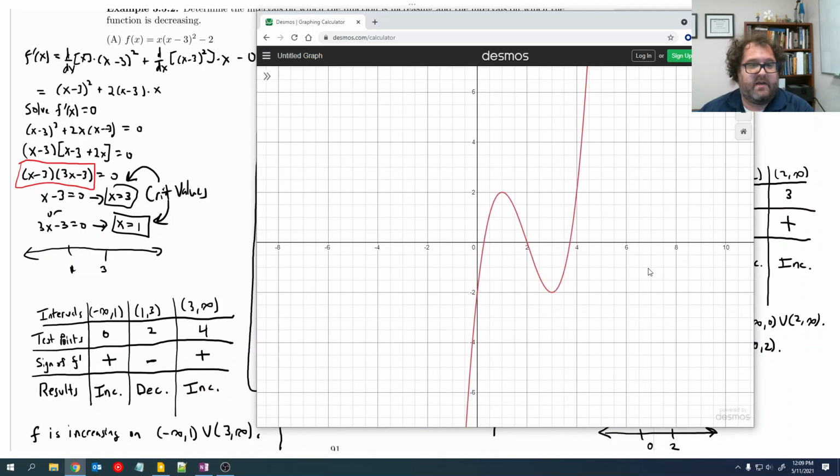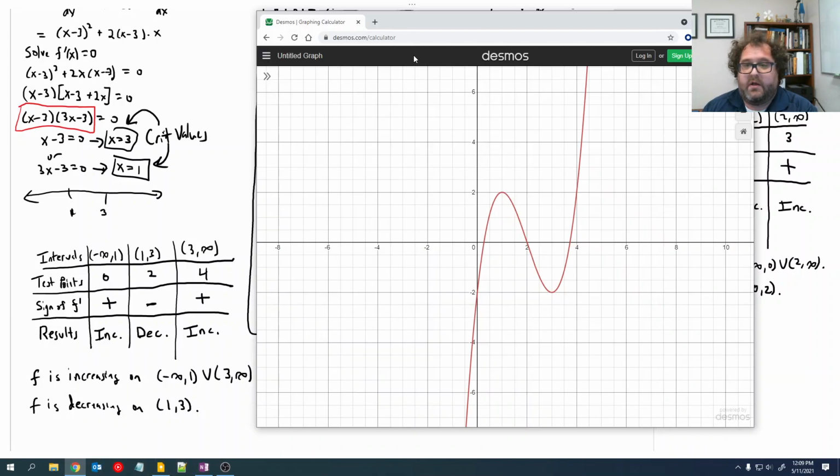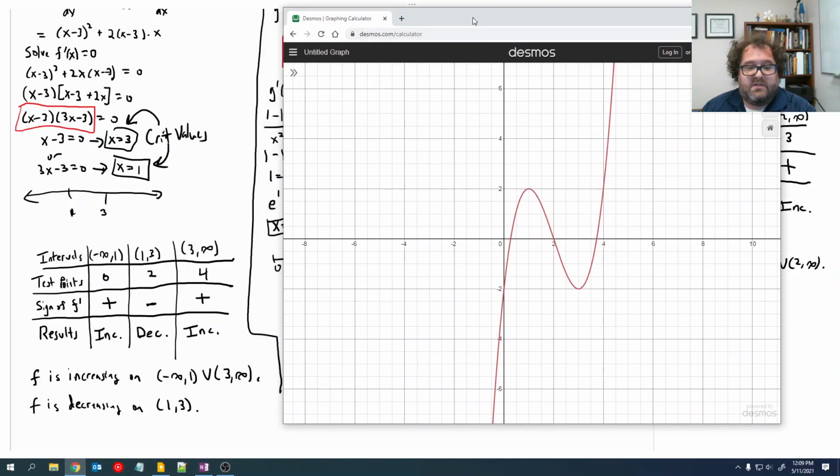There's our function. So that's f of x equals x times (x minus 3) squared minus 2. Now, what was our conclusion? Let me scroll down just a little bit. There we go. Our conclusion was the function was increasing from negative infinity to 1, and then from 3 to infinity. And notice, the function is indeed rising from left to right, forever from the left until you get to 1, and then forever after 3, which is exactly negative infinity to 1, union 3 to infinity.